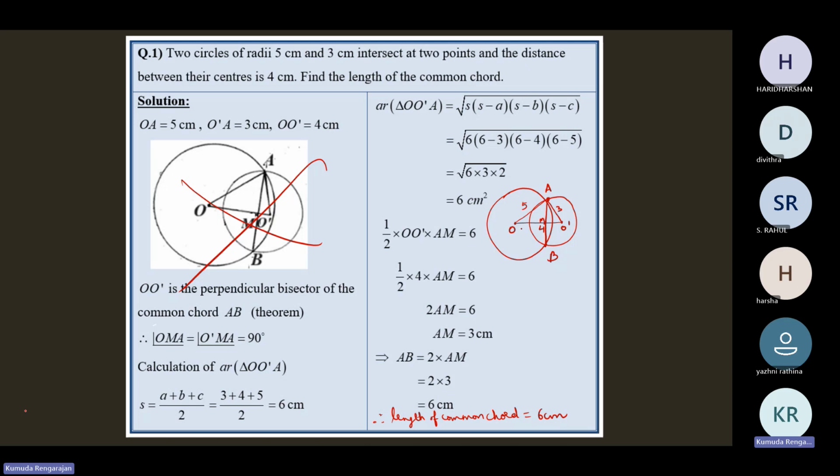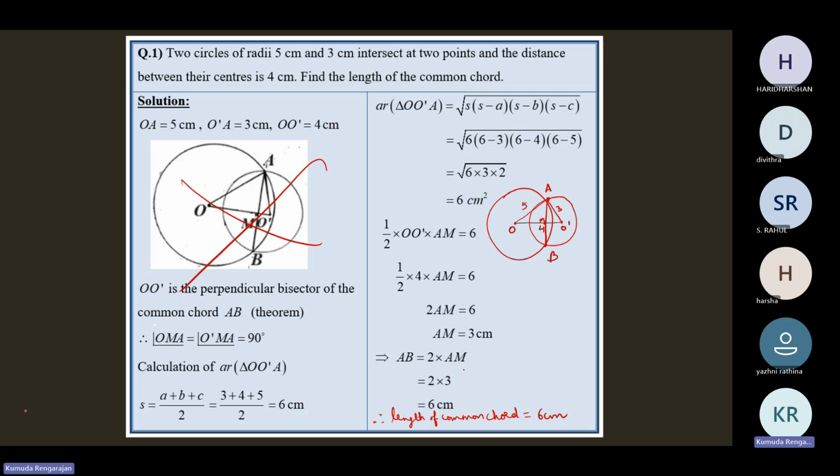So first we find the area of triangle O dash A, correct? What are the sides? 3, 4, and 5. OA is 5, O dash is 4, and O dash A is 3. So using Heron's formula, we find the area of the triangle, which is 6 centimeters square. Now half into base O dash into altitude AM is equal to 6. So with that we get AM is equal to 3 centimeters.